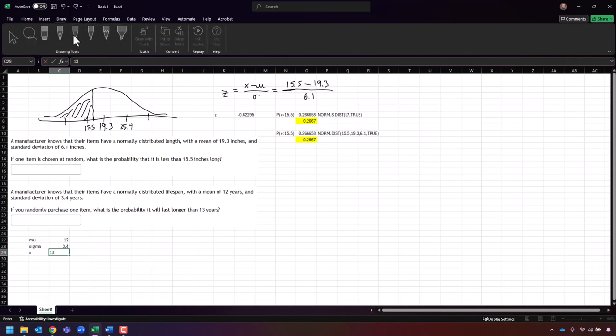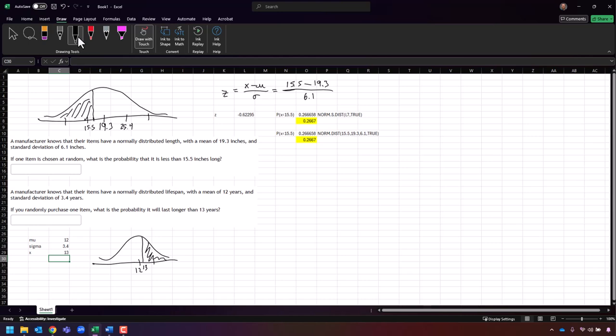Now, going back to drawing a picture here. Oops, I think I have to get out of the cell, then I can click here. I'll draw a picture. The picture doesn't have to be really nice. But 12 here, 13 years, one standard deviation is 3.4. So somewhere around here might be 13. And we're looking for this area here.